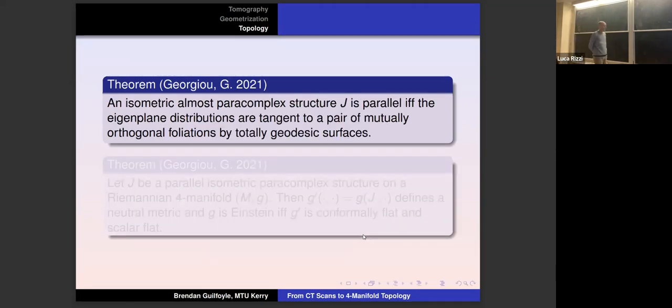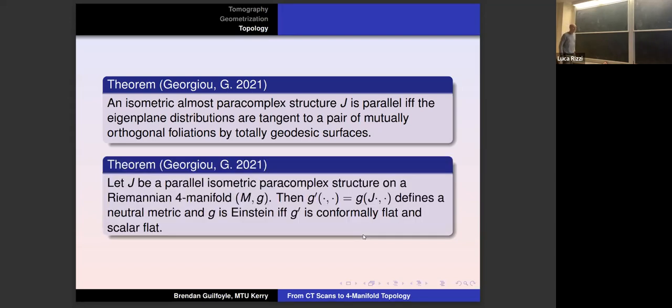Okay, so in particular, if you take an isometric almost paracomplex structure, it's parallel if and only if these two plane distributions, these eigenplane distributions, are tangent to a pair of mutually orthogonal foliations by totally geodesic surfaces. So you're slicing, it's like your manifold looks really like a product. Locally, it's exactly a product, and the metric has this kind of splitting into the two. Each of the splittings is integrable, and they're totally geodesic. So being parallel is a very strong condition, and essentially says your 4-manifold looks like it's just splitting into a product, maybe an S2 cross S2, or two surfaces.